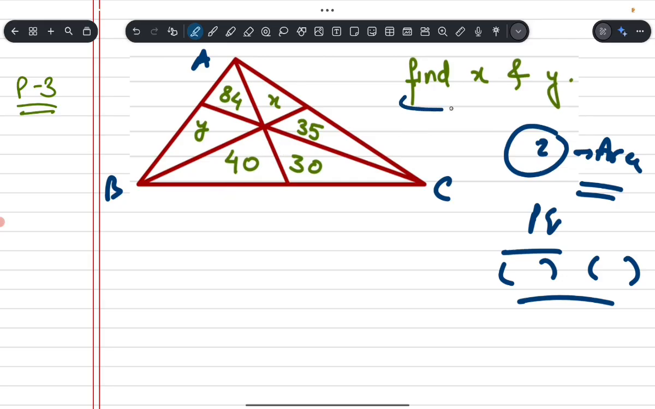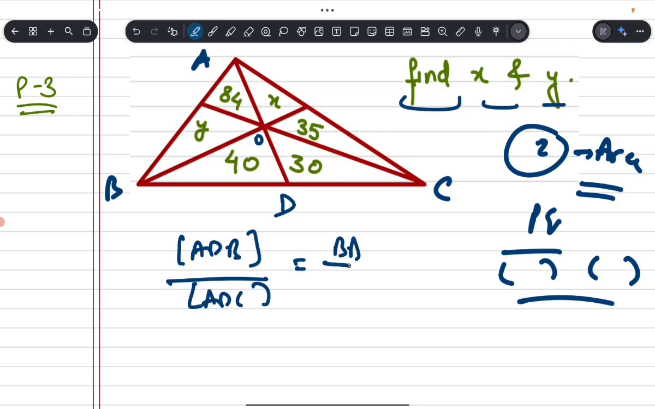So we have to find X and Y. These are the areas actually. 40 and 30, these are areas. We have to find X and Y. So if you observe, let's say this is D, this is O. Area of ADB and area of ADC would be what? BD by DC, the ratio of their bases since the height is same. What is BD by DC?